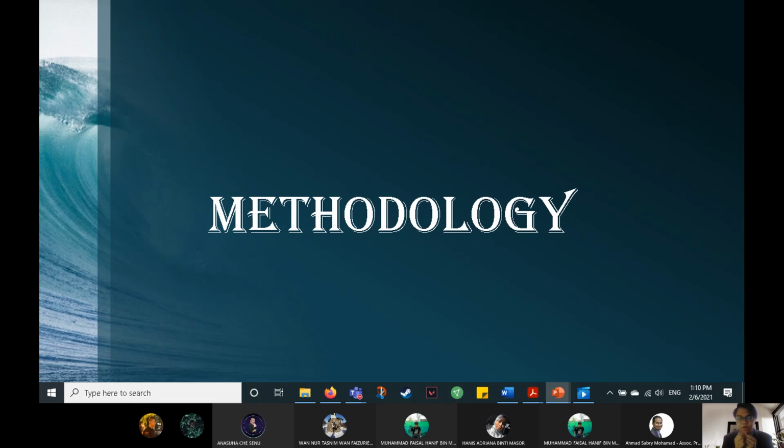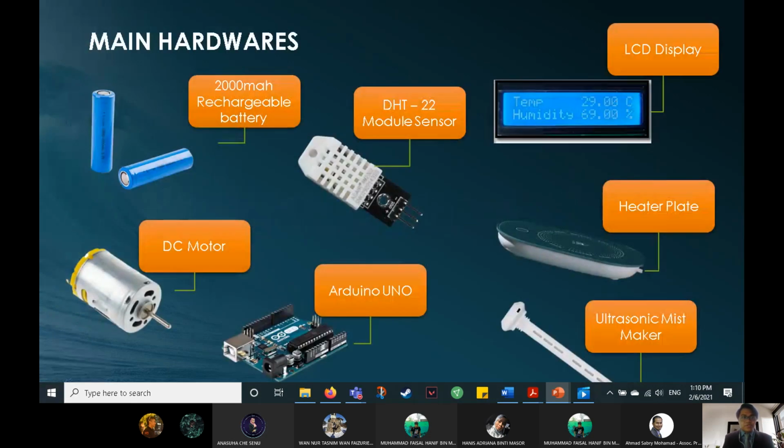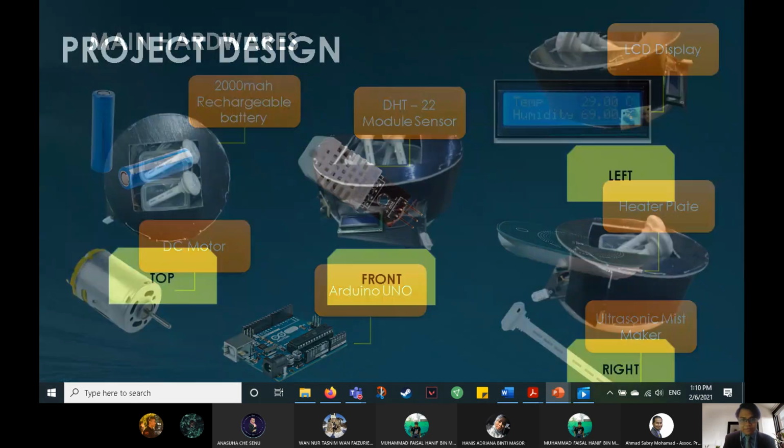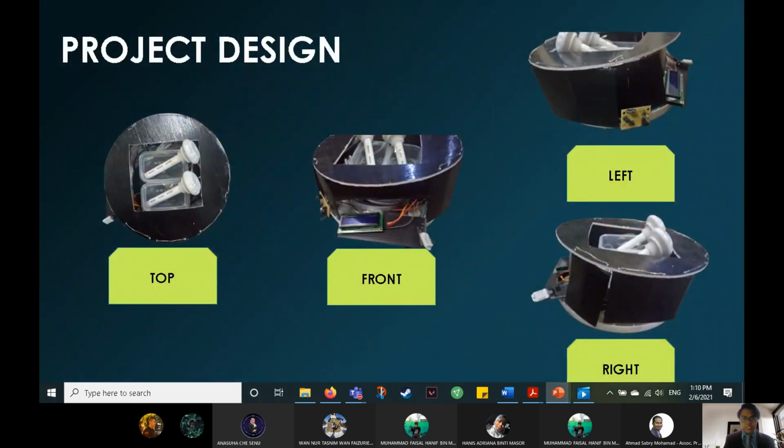Assalamualaikum warahmatullahi wabarakatuh. My name is Muhammad Shazam Ibaruddin and I will proceed to the methodology. My project title is the development of robotic aromatherapy air humidifier using Arduino, and my advisor is Siti Afifah. So, this is the main hardware. I'm using a rechargeable battery, DC motor, Arduino Uno, DHT22 module sensor, LCD display, heater plate, and ultrasonic mist maker. So this is my project design with casing.